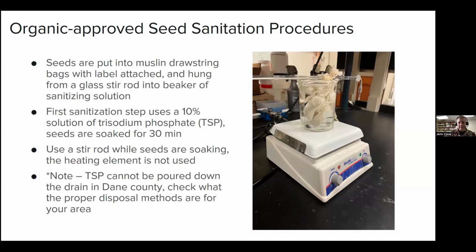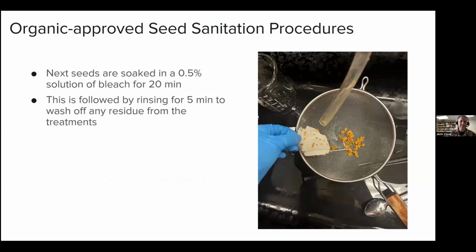Once those 30 minutes are up, we end up switching to a bleach solution. We basically just pull the whole stir rod out, and then have another beaker with a 0.5% solution of bleach. Put it on the same thing, put a stir rod, and let that one go for 20 minutes. So bleach has chlorine in it, so when Dan was mentioning using chlorine to sanitize seeds, that's part of what's happening here.